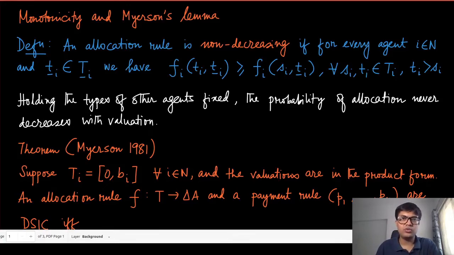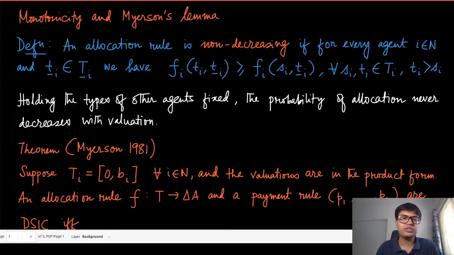Now that we know the results from convex analysis, we can define and prove this celebrated result of single object allocation called Myerson's lemma. For that, we are going to define something called monotonicity of an allocation rule.